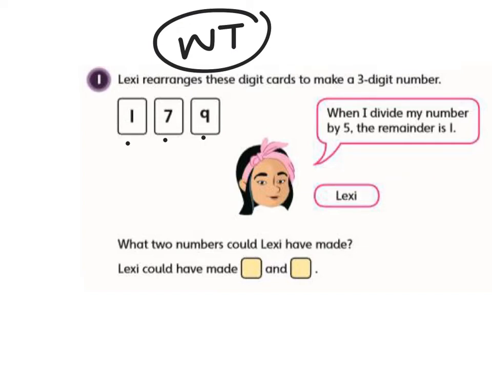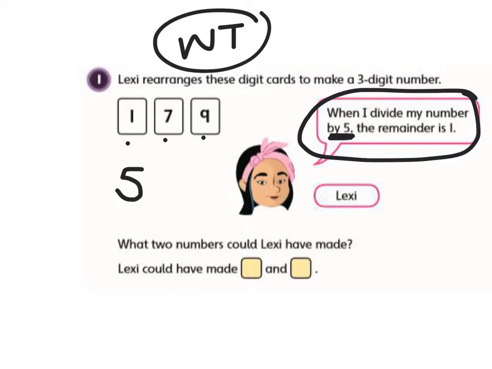So this is a fact about her number. When she divides it by 5, the remainder is 1. So think about when you divide something, what do the multiples of 5 end in? Okay, have a think about that little clue before you have a go at it. So pause the video there.